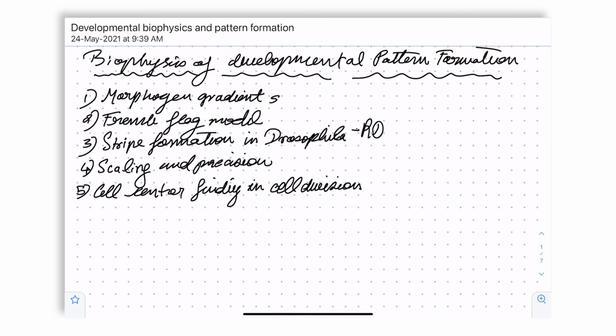Welcome back. So we've already spoken about the basic concept of morphogen gradients. We discussed very briefly the French flag model, pardon my English. And we will now talk about stripe formation in Drosophila using reaction diffusion models and the role of scaling and precision. So let's get to it.